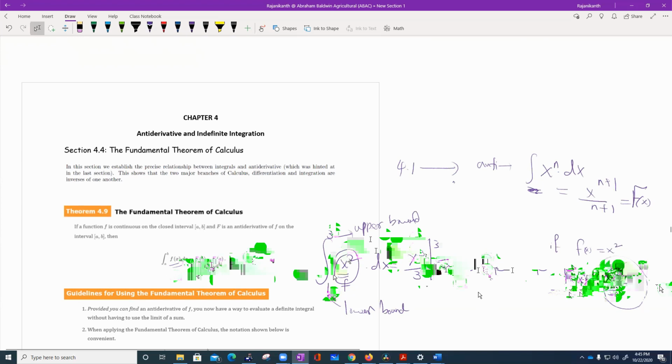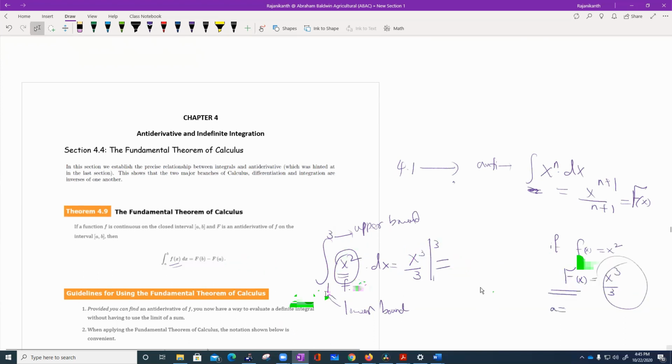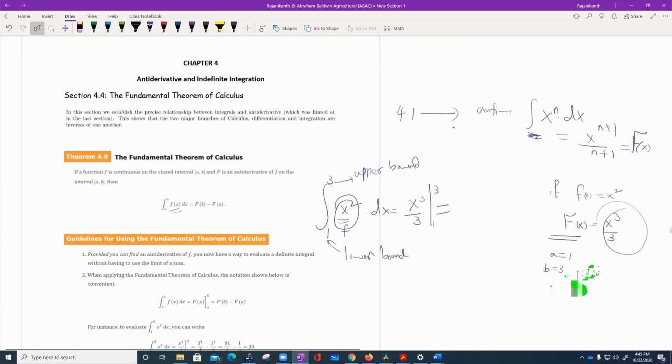Remember, our a is 1 and b is 3. So you need to find F of 3, which is F of b, and F of 1, which is F of a. You find these two, then subtract them. In other words, I'm asking you to evaluate the antiderivative at the upper bound point, simply plugging 3 into that function. So that is 3 cubed over 3.